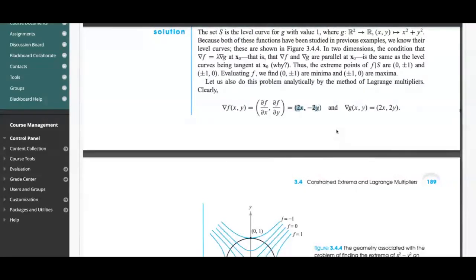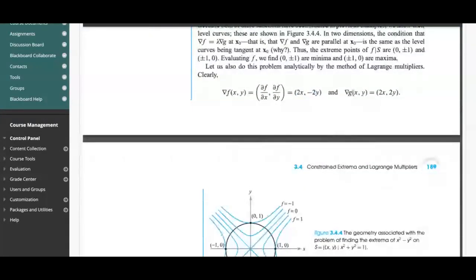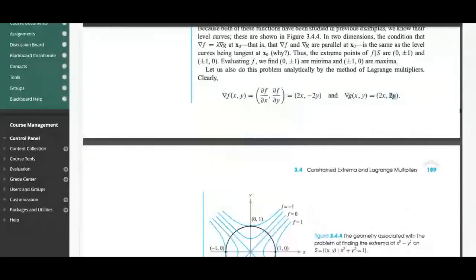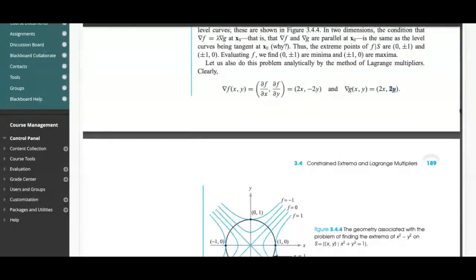Gradient f is 2x, -2y, gradient g is 2x, 2y. Well, 2x equals lambda 2x, -2y equals lambda 2y. That tells you y has to be 0. Then you plug in x squared plus y squared equals 1, because y equals 0. So your x can be positive or negative 1.